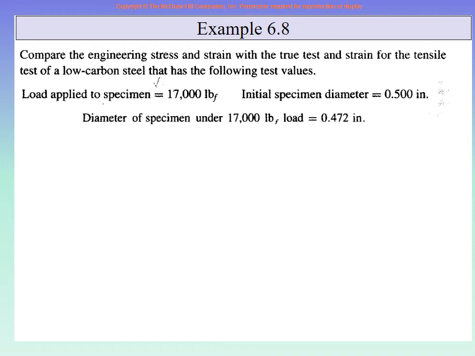You are doing the tensile test. You are increasing its length, you are decreasing its diameter. Is the mass changed? No. Mass remains the same.